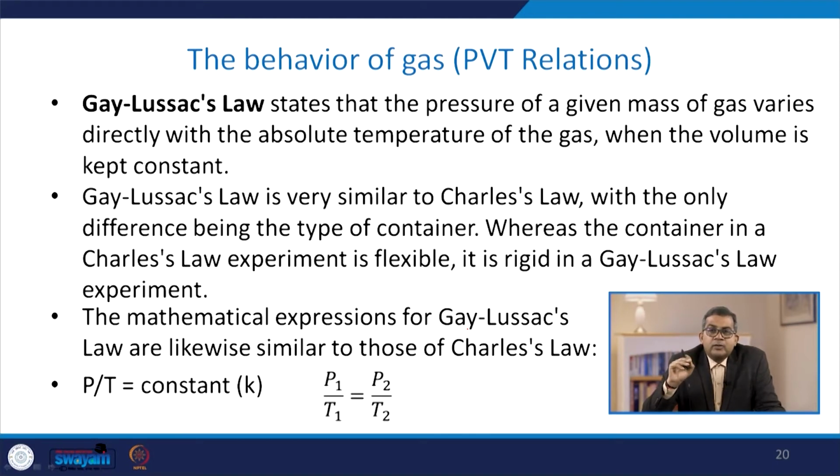The Gay-Lussac law is very similar to Charles' law, with the only difference being the type of container. Whereas a container in the Charles' law experiment is flexible, it is rigid in the Gay-Lussac experiment. The mathematical expression for the Gay-Lussac law is likewise similar to that of Charles' law, that is P over T is equal to constant. So, P1 over T1 is equal to P2 over T2.